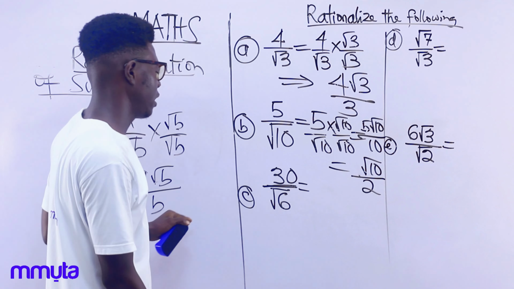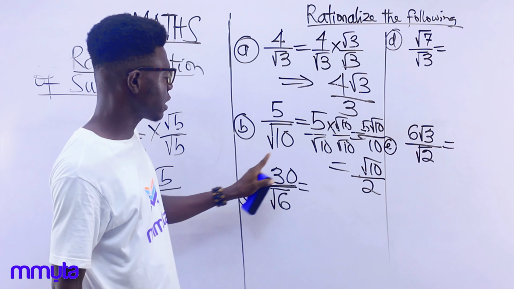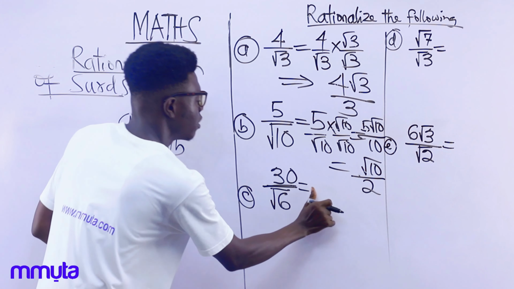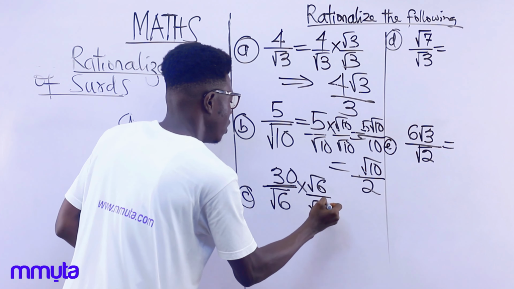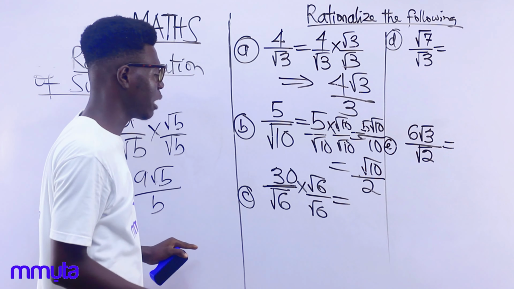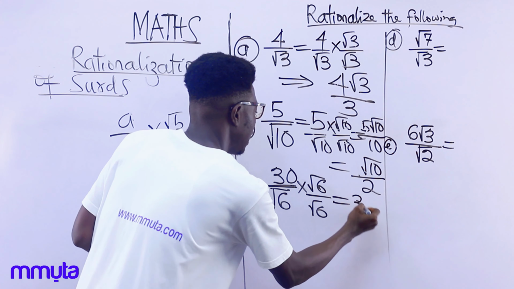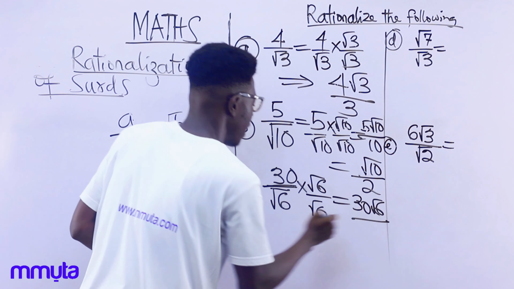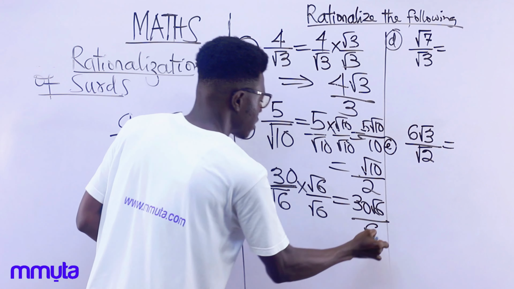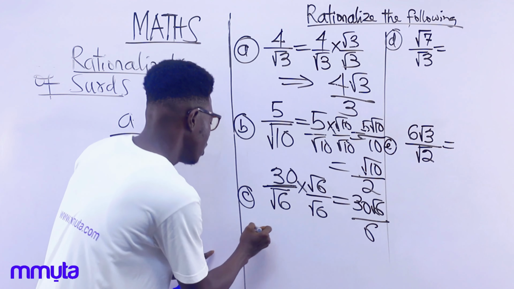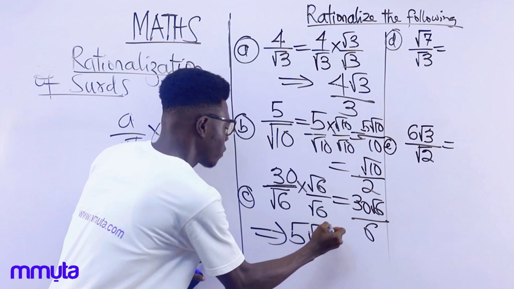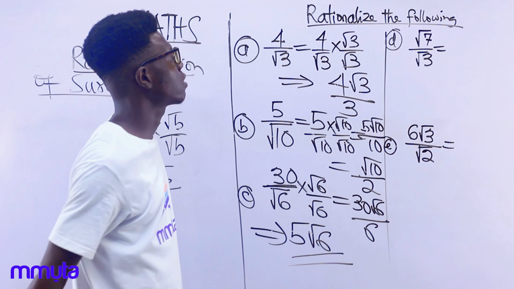So let us look at the third one. We have root 30 divided by root 6. Because of space, let us multiply this by root 6 over root 6 straight away. And what are we going to have? We are going to have root 30 times root 6 over root 6 times root 6, which is going to give us 6. And then 6 will go into 30. We have 5 as our answer. So everything evaluates to 5 root 6.